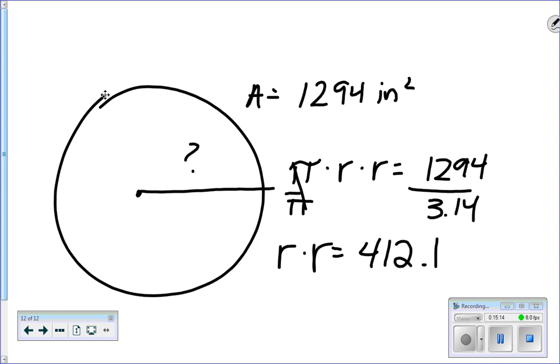Now I have to find out what my radius is. A lot of people would divide by 2. Why can I not divide by 2? It's finding half of it. Very good. What do I have to do to find the number that I'm multiplying?